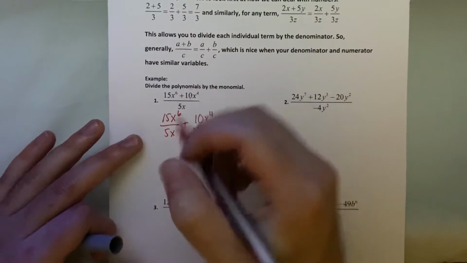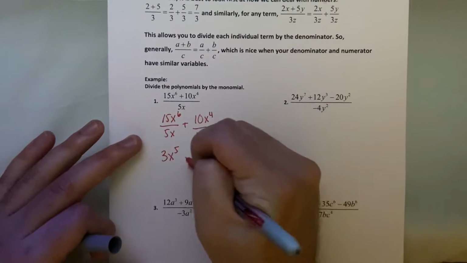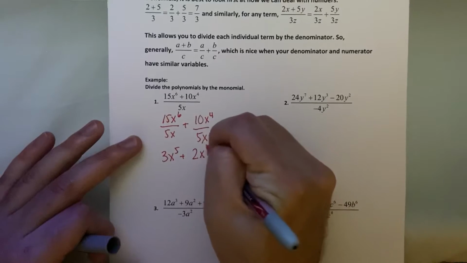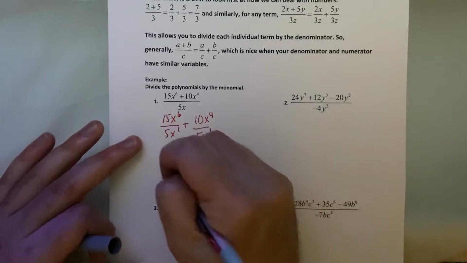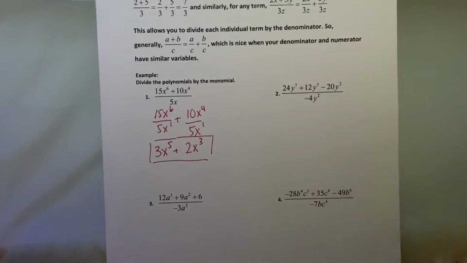15x to the 6th divided by 5x is 3x to the 5th. 10 divided by 5 is 2. X to the 4th divided by x is x cubed, because remember this is to the 1st. So it's pretty easy when your denominator only has one term still. It's not that bad.